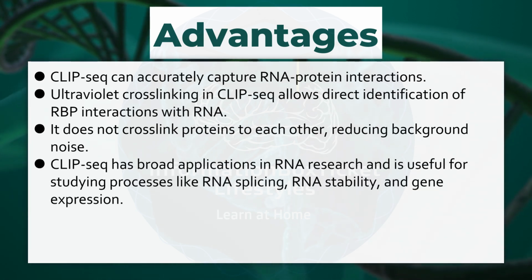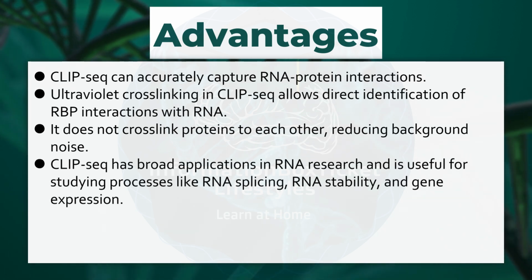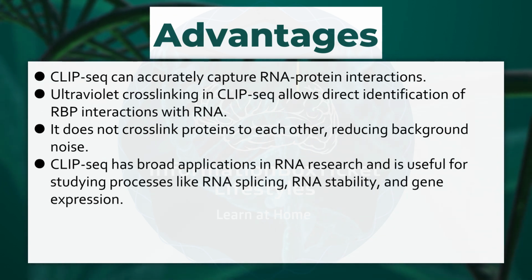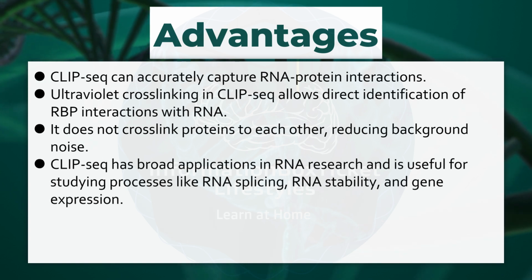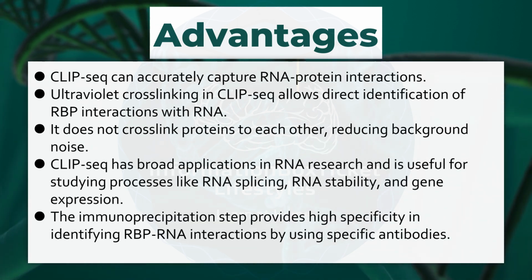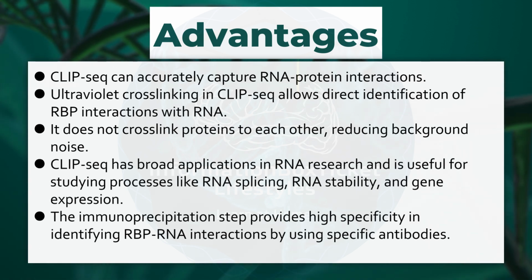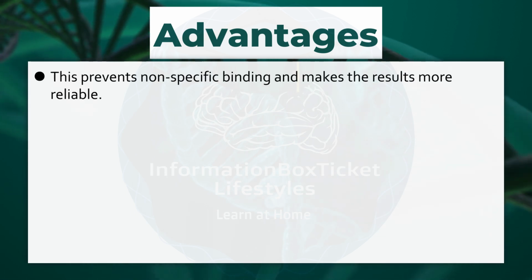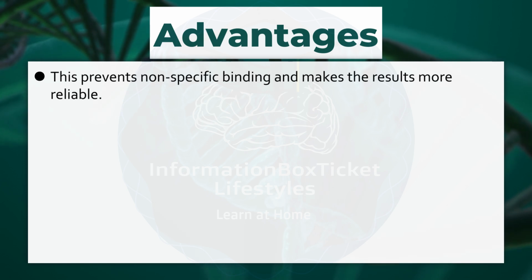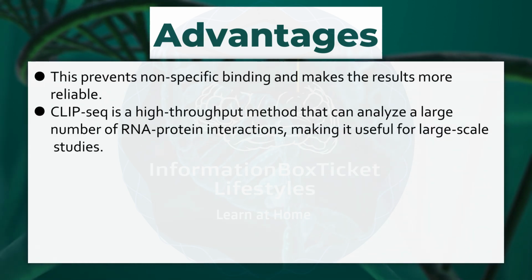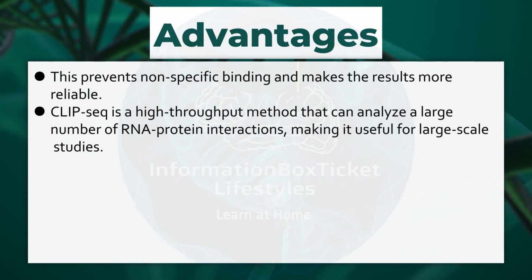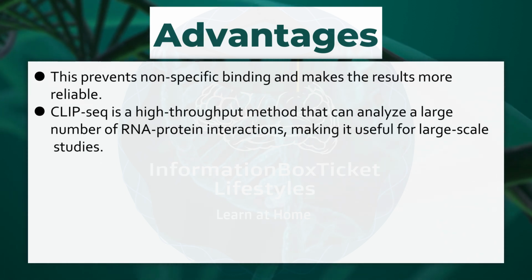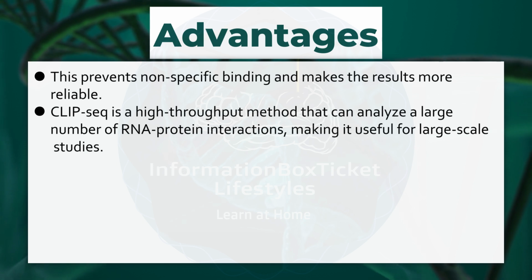Cross-linking and immunoprecipitation sequencing has broad applications in RNA research and is useful for studying processes like RNA splicing, RNA stability, and gene expression. The immunoprecipitation step provides high specificity in identifying RBP RNA interactions by using specific antibodies. This prevents nonspecific binding and makes the results more reliable. Crosslinking and immunoprecipitation sequencing is a high-throughput method that can analyze a large number of RNA-protein interactions, making it useful for large-scale studies.